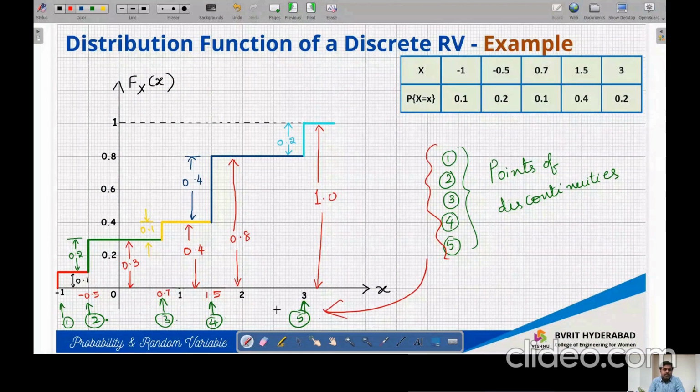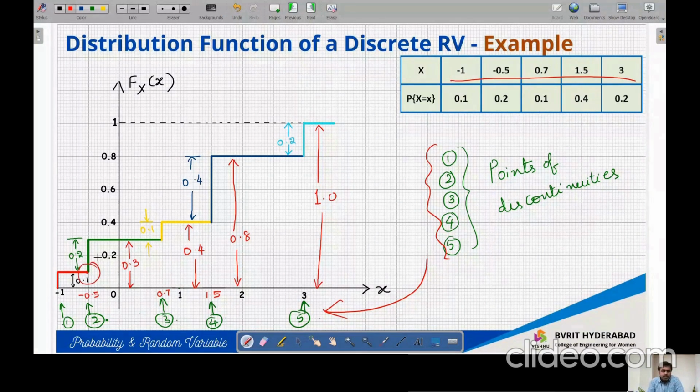So these points are representing the values of random variable. And at this value, can you say that the probability is constant on this line? No. It is varying from 0 level to 0.1 level. Similarly, at this point, can you see that the probability is constant here? No, it is varying from 0.1 level to 0.2 level.